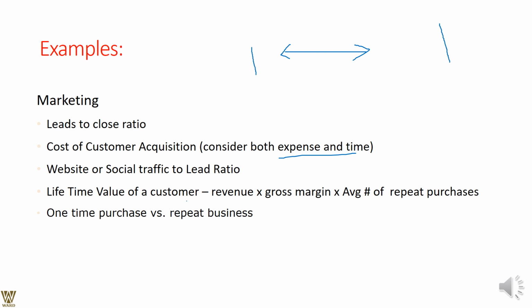Lifetime value of a customer is revenue times gross margin times the average number of repeat purchases. So what is your revenue, what is your gross margin, multiplied with the average number of repeat purchases. Remember, we are always interested in repeat businesses. Definitely there are also one-time purchases, but with repeat businesses we have to make a little less effort to have those conversions.